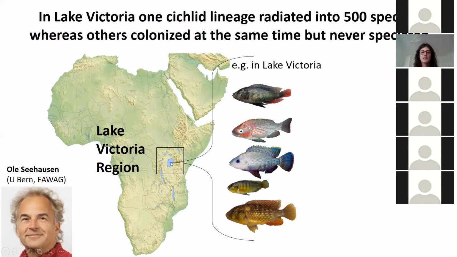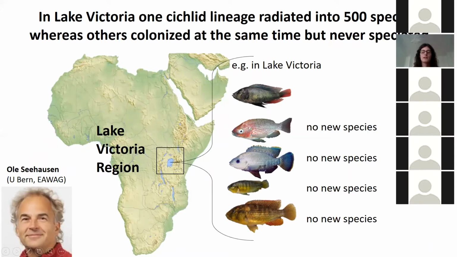Lake Victoria is a lake in East Africa. It's a very big lake, and it was colonized by 5 cichlid lineages, these ones here. And these 4 did not speciate at all when they colonized the lake, whereas the 5th one diversified into 500 species. They all arrived at the same time at the beginning of the lake. We know this from sediment core teeth findings. And so it's not that this one used up all ecological opportunity, basically occupied each ecological niche, and then the others arrived later. It's rather something that seems to be specific to this lineage.